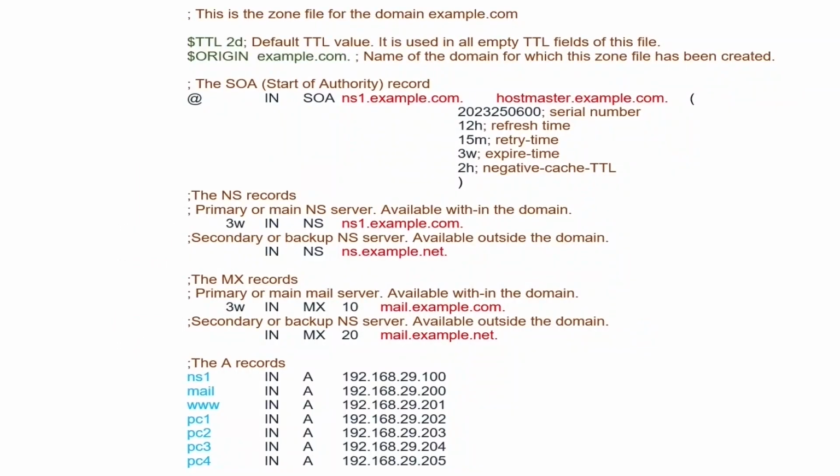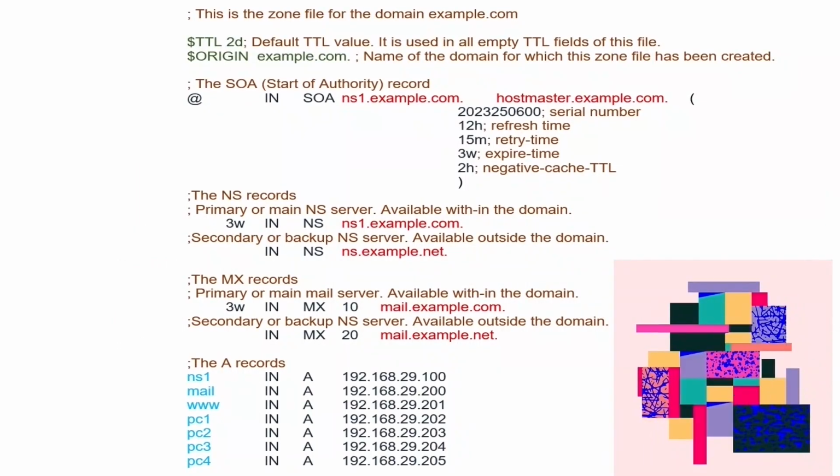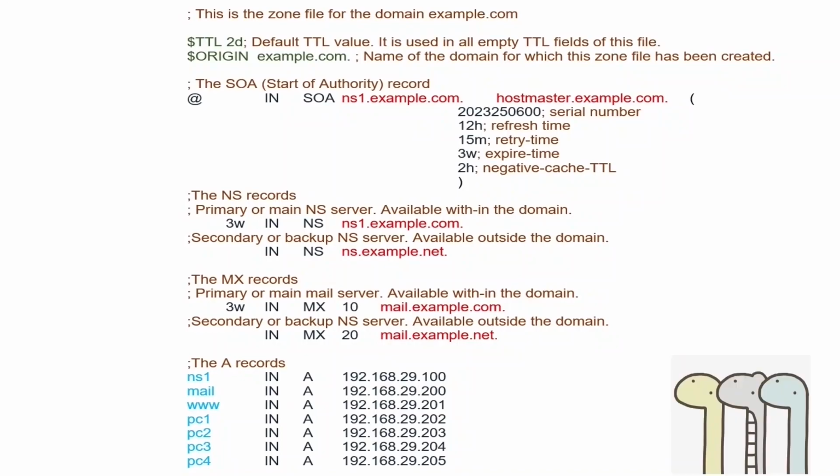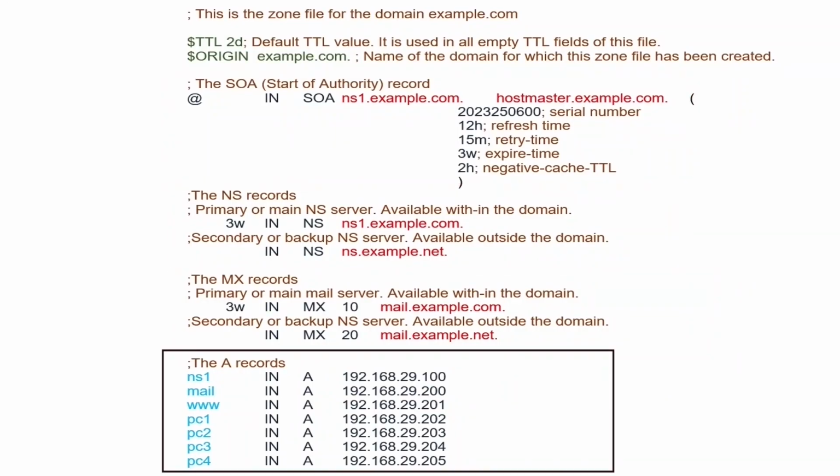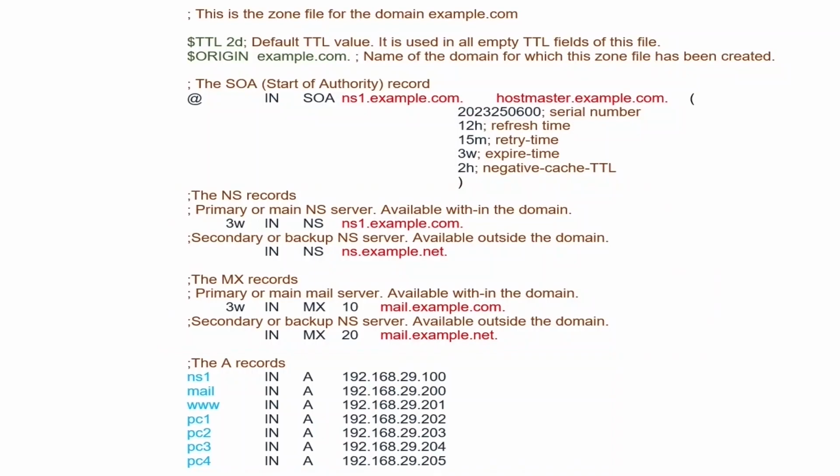A resource record defines the characteristics and properties of an entity within the domain. There are many types of resource records. The main resource record types are start of authority, name server, mail exchanger, quad A, and PTR. Let's understand the meaning of each record in detail.